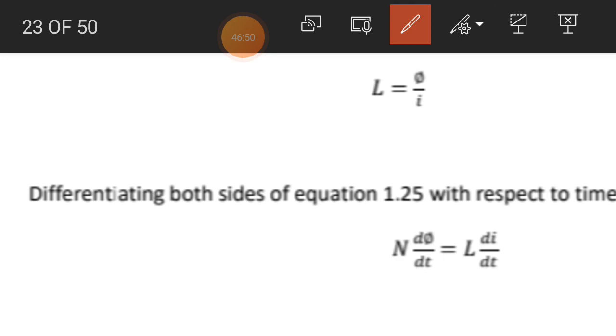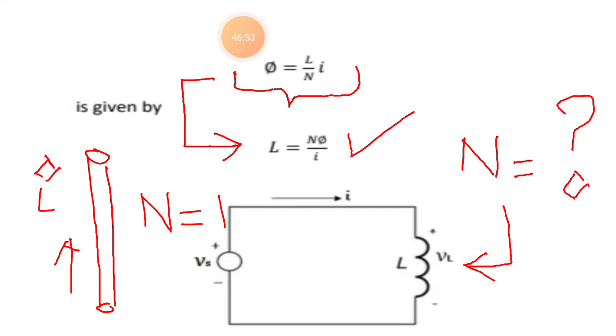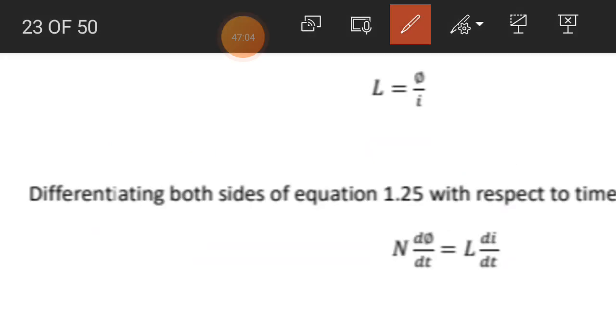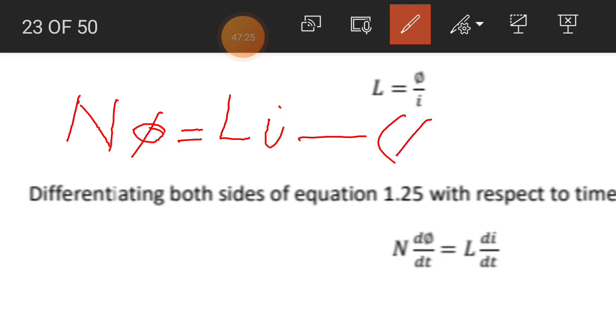So you see, let us consider the first equation of this particular slide, and let us write down this equation in this form. So the first equation of the previous slide can be written as, we have N, which is the number of turns of the inductor, into phi, which is the magnetic flux generated by the current, equal to L I. Let me call it equation number A. So we consider this equation now.